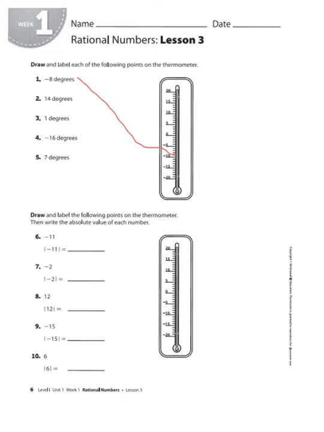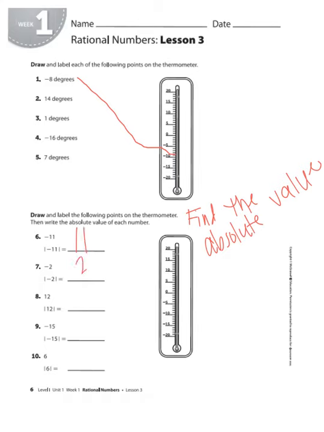On 6 through 10, you do not need to do your labels, just find the absolute value. So I'm going to change the directions there. So find the absolute value. The absolute value of negative 11 would be a positive 11. The absolute value of negative 2 would be a positive 2. Remember, if the number is already positive, it's going to stay positive.